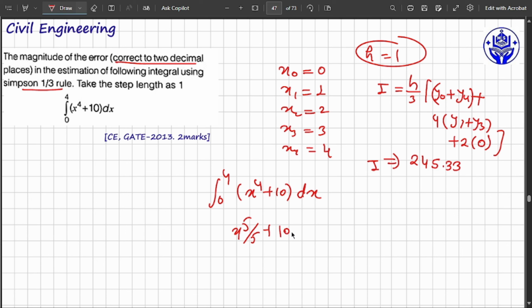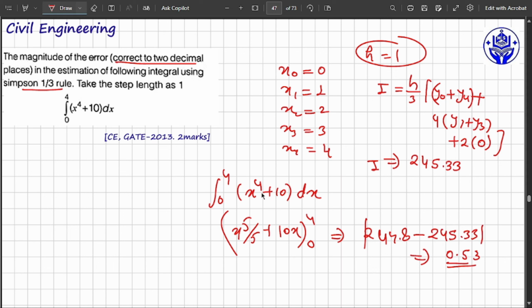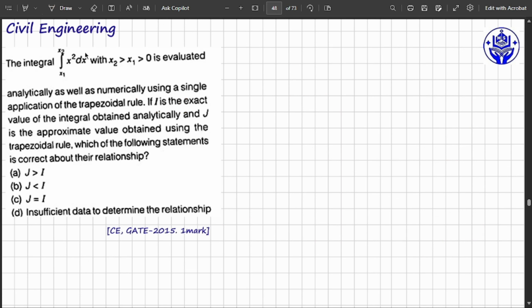from 0 to 4, which is nothing but 244.8. Now, after subtracting this value from this, we'll get the error, that is 0.53. So 0.53 is the error in this method.